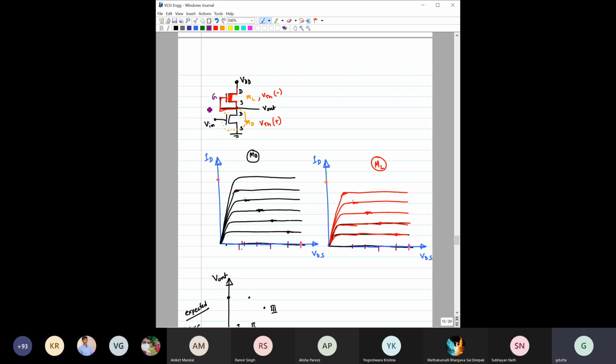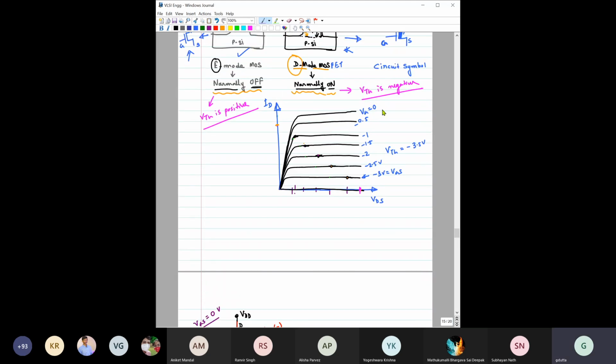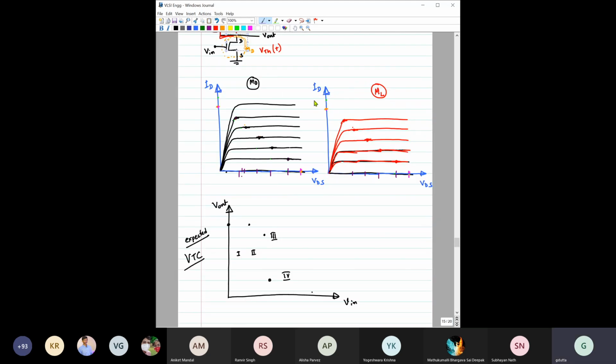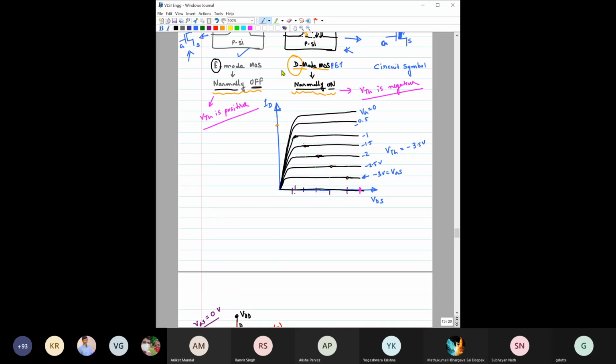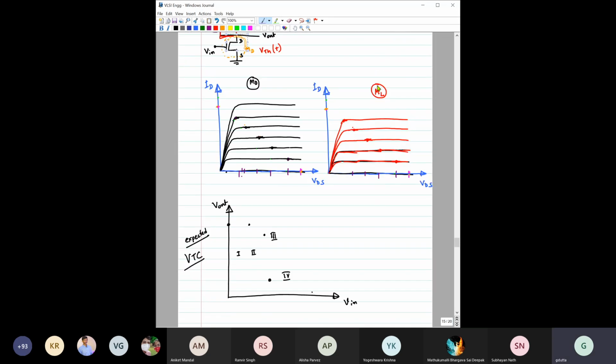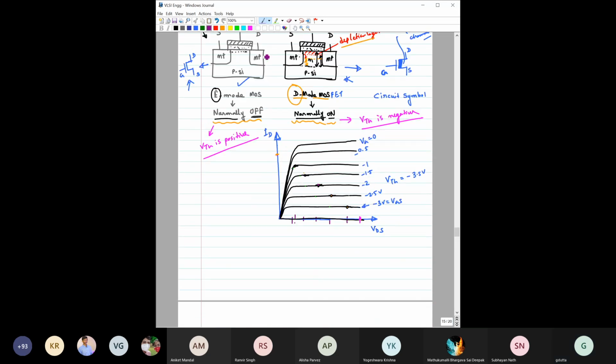Then what is the VGS for this? 0. So we have set this VGS voltage to be equal to 0, right? As soon as we have shorted this point and this point, among these many characteristics, which one should we look into?